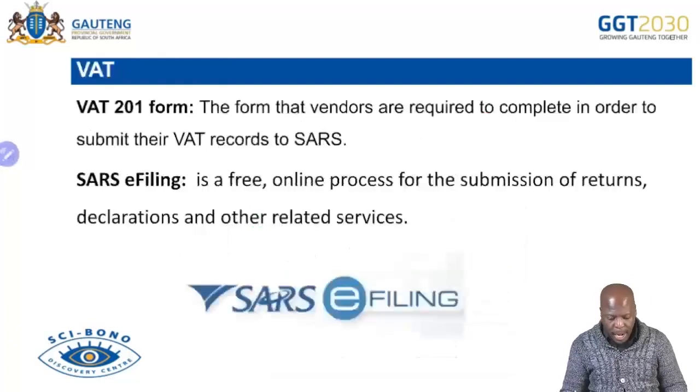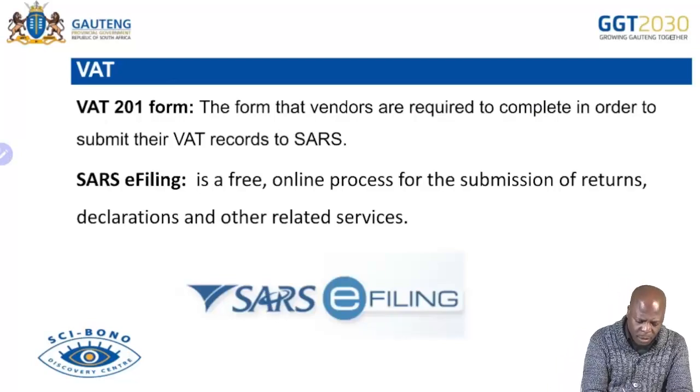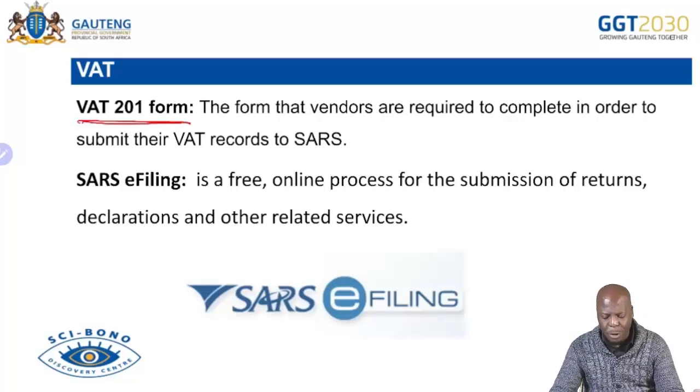I want us now to come to some of the information that relates to VAT. The first one is what we call the VAT 201 form. This is a form that vendors are required to complete in order to submit the VAT records to SARS. Remember, we have to account to SARS in terms of our dealings, that is, our payments and our receipts in relation to VAT. So the only way we can do that is by filling in a VAT 201 form.